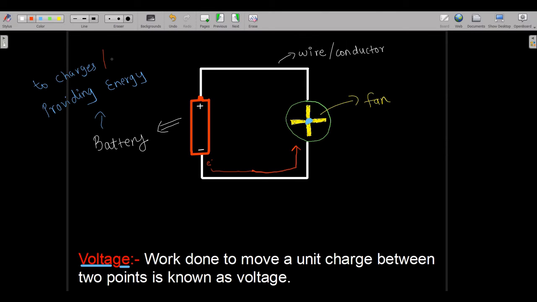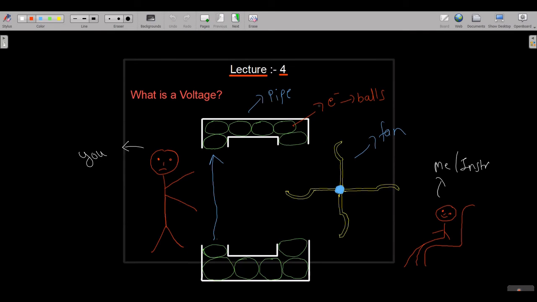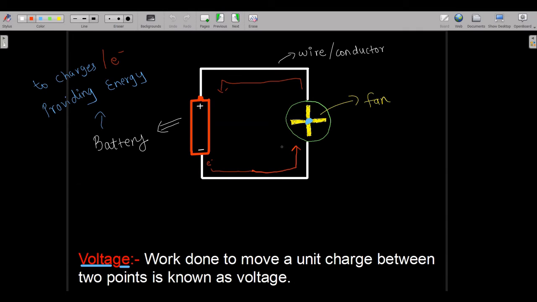Rather than charges, I will say electrons, due to which these electrons will flow and come back to the battery. I hope you are getting me. Due to this, we were able to imagine in this scenario that the ball is falling on the rod of the fan, due to which the fan was able to rotate, and while rotating, the ball was again falling in the pipe tube. But in this particular scenario, we are unable to imagine that.